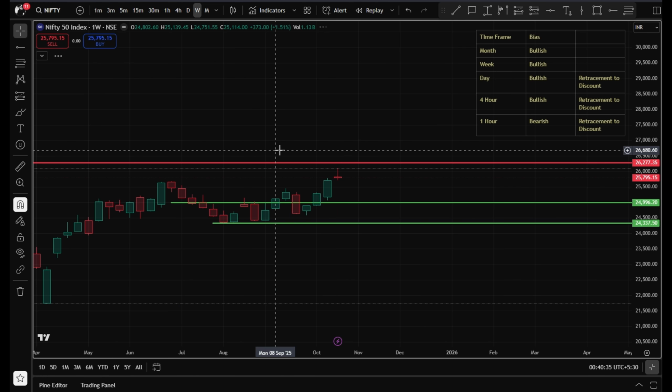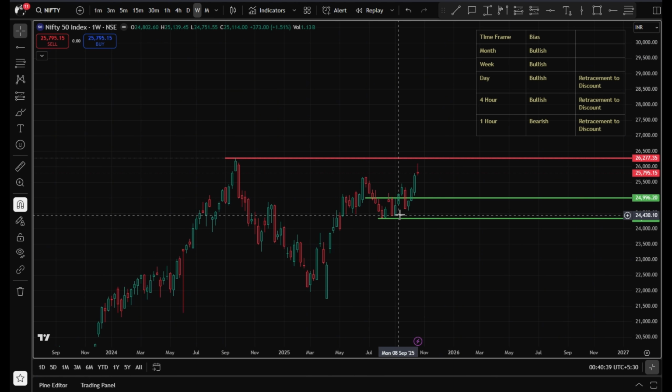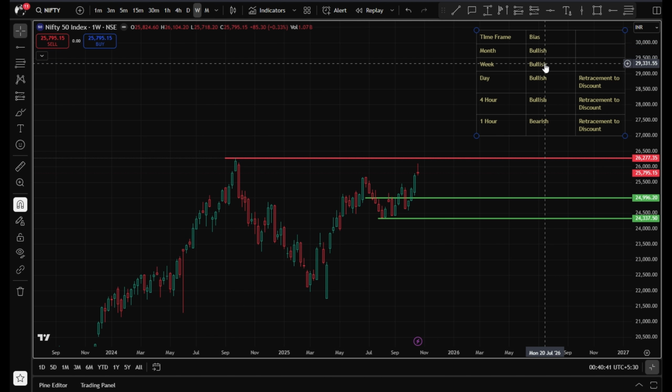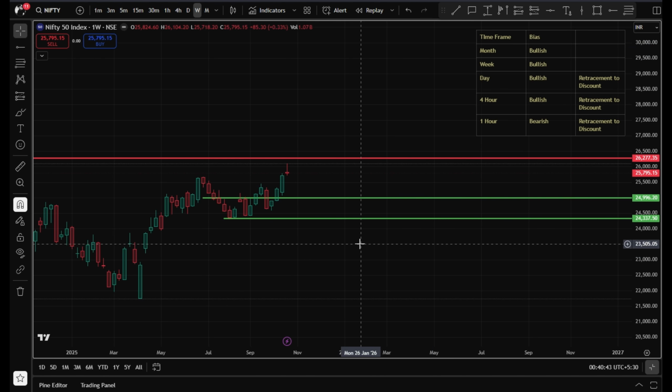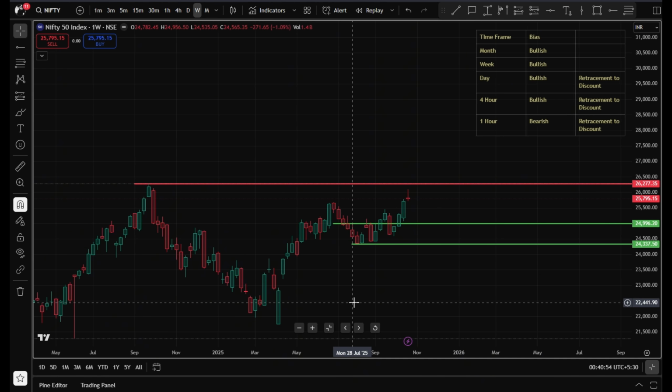Going quickly to the weekly time frame. The weekly time frame is also bullish. So bullish, and again, the weekly time frame has one candle that looks very much like an order block, and the midpoint of that almost coincides with the midpoint that we marked.